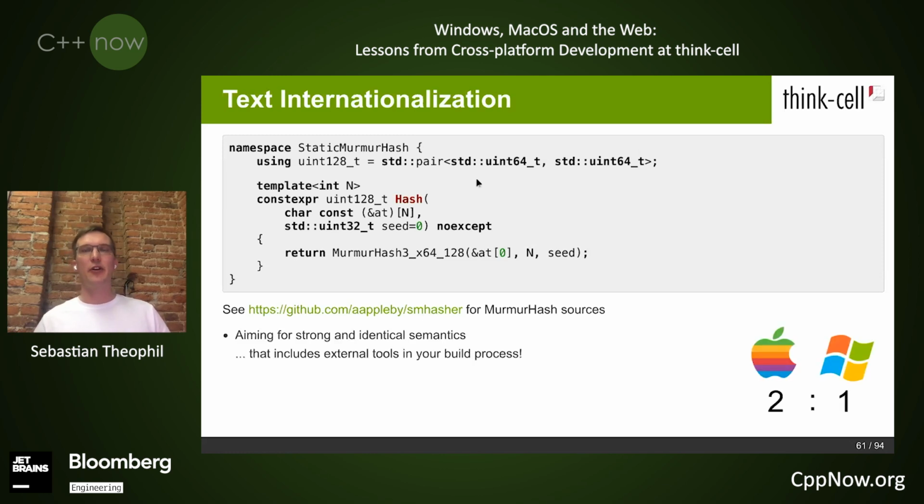And here, again, we were aiming for strong and identical cross-platform semantics, and that includes the build process. That includes the external tools we need to build our software. You want them to run on all your platforms as well and have similar semantics on all of your platforms. The fewer different tools you have to support, the better.